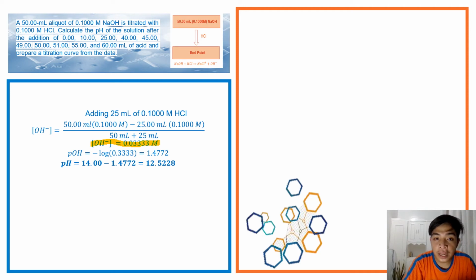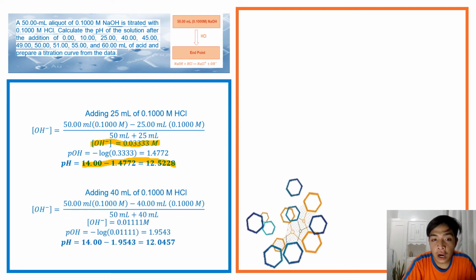From this, we will obtain 1.4772 as the pOH, and we will obtain the pH when we subtract the pOH from 14, which is 14 minus 1.4772 equals 12.5228. 12.5228 is our pH when we add 25 ml to the analyte.